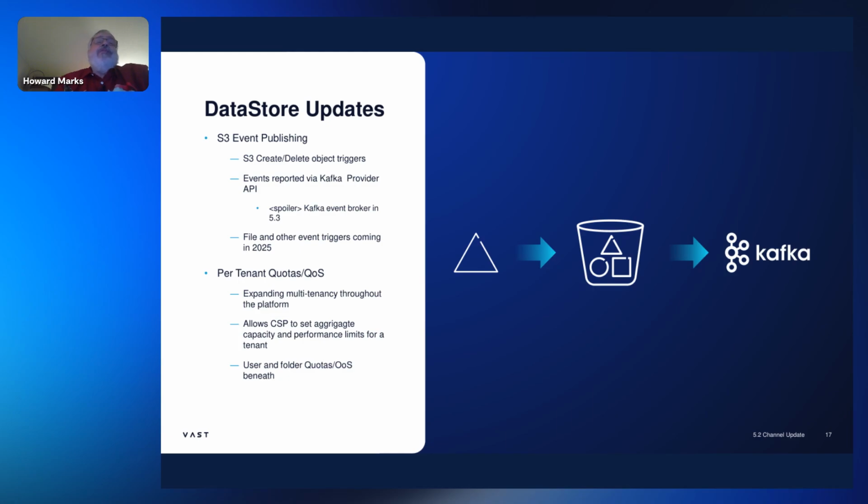In a spoiler for 5.3, a fully Kafka API compatible event broker will be rolled into the VAST data engine and therefore the VAST data platform, so that we'll both receive and manage these events. File and other event triggers are coming next year, along with the ability to actually run functions based on those triggers.